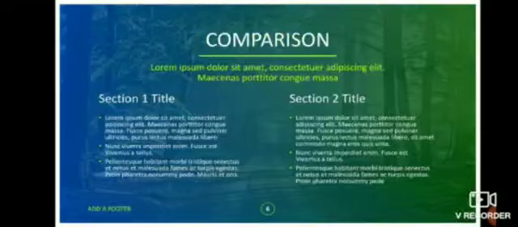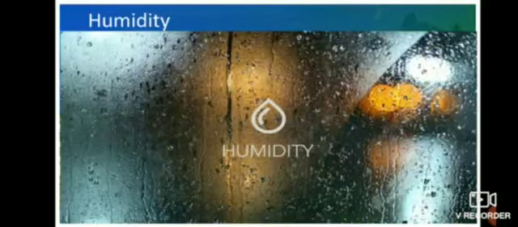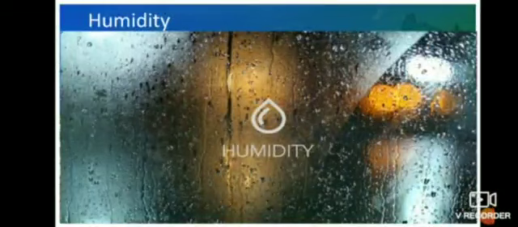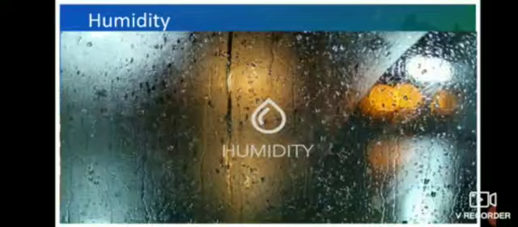Now let us see at which region the climate will be hot and at which region it will be cold. We know that in the equatorial region it is very hot and in the polar region it is very cold.